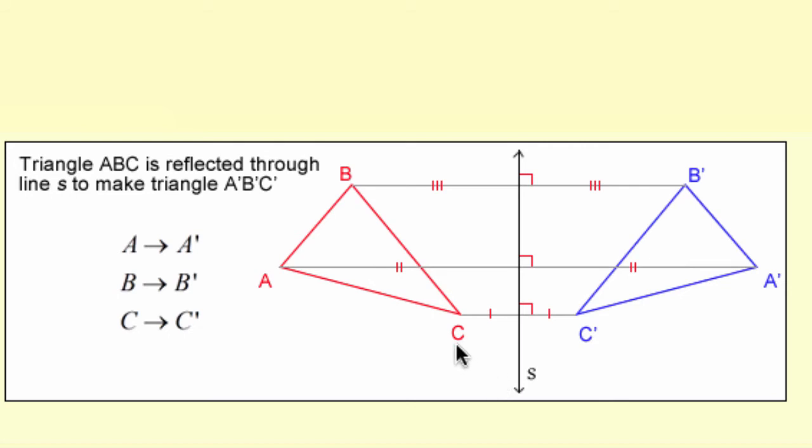A reflection maps a point to its image through a line, and that line is the perpendicular bisector of the segment that connects them. So in other words, point B to point B prime, the line S is a perpendicular bisector. And the same is true with every single pair of points between the image and the pre-image. Line S is the perpendicular bisector for the segment that connects those 2 points.